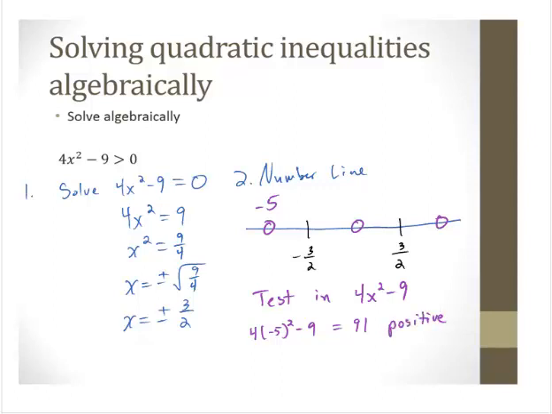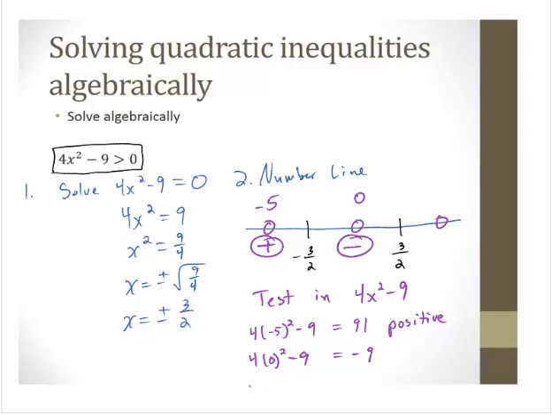Now remember, we want to compare to 0. That was our original statement. So this ends up being positive. If x is negative 5, we get a positive. Well, what if x is somewhere between negative 3/2 and 3/2? Let's use 0. 4 times 0 squared minus 9, that's 0 minus 9, which is negative 9. A negative.